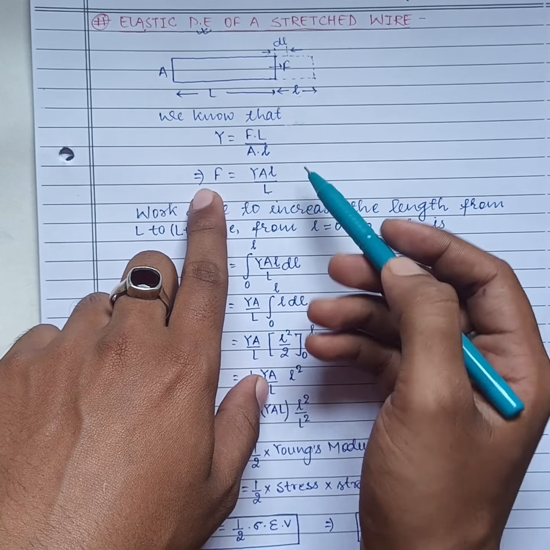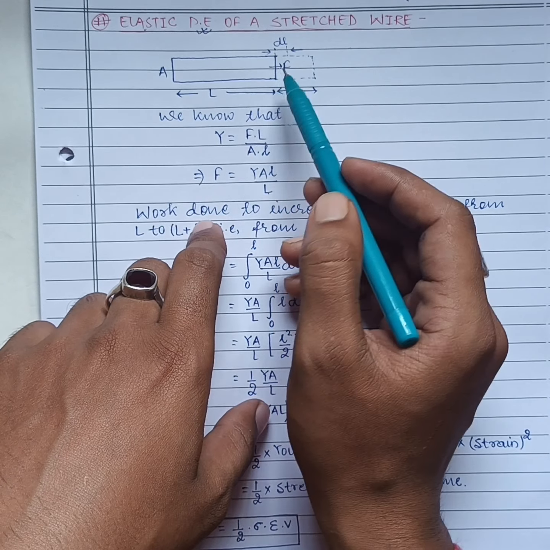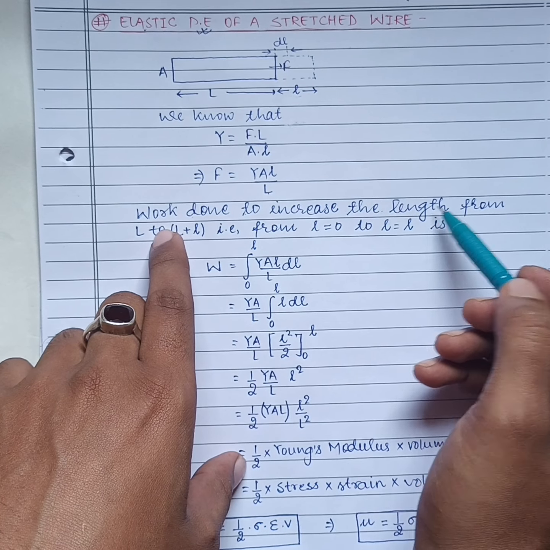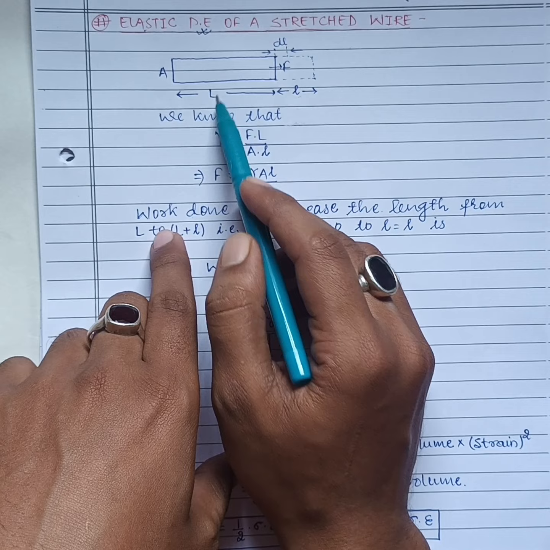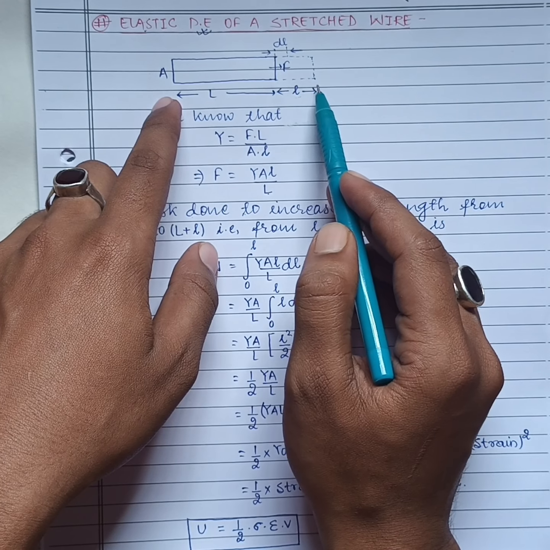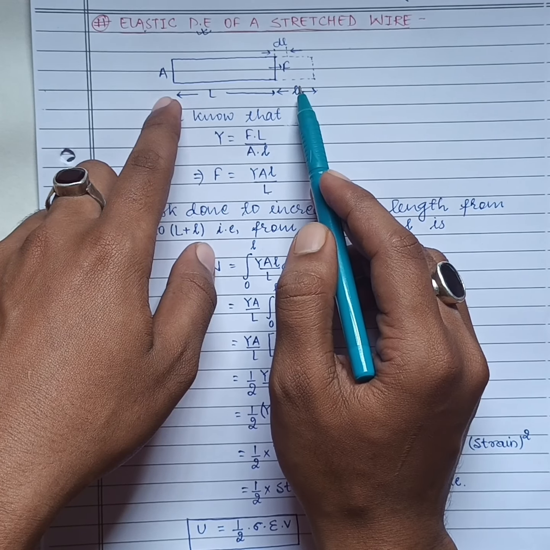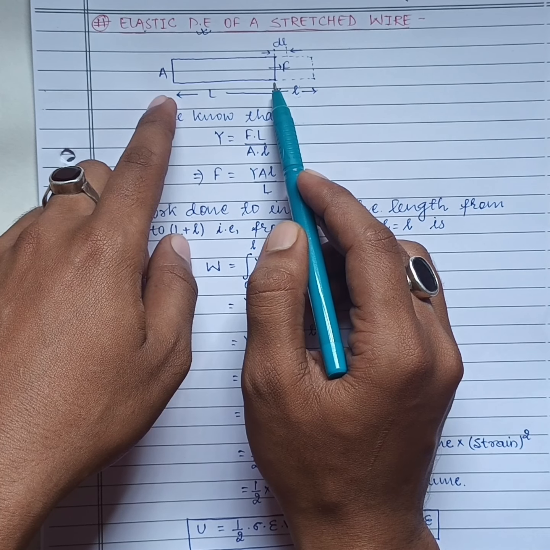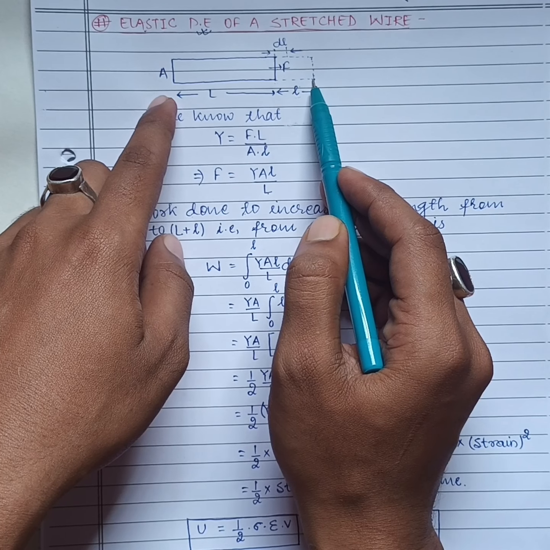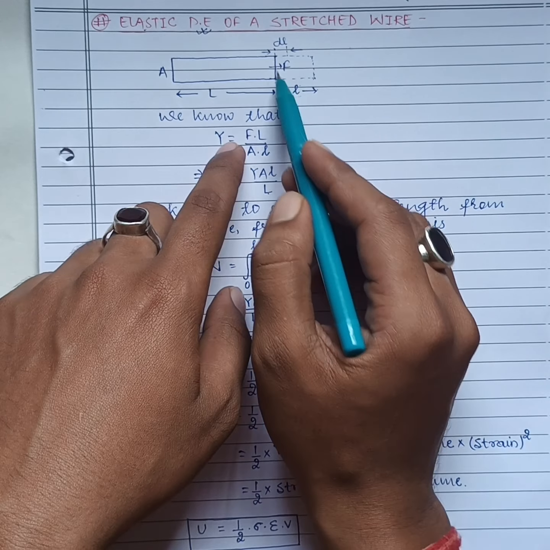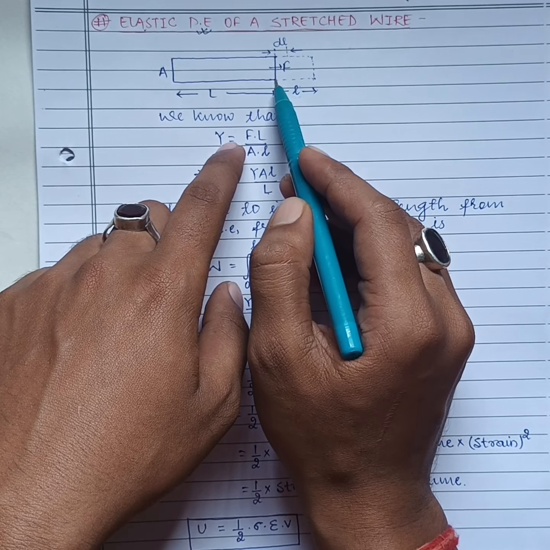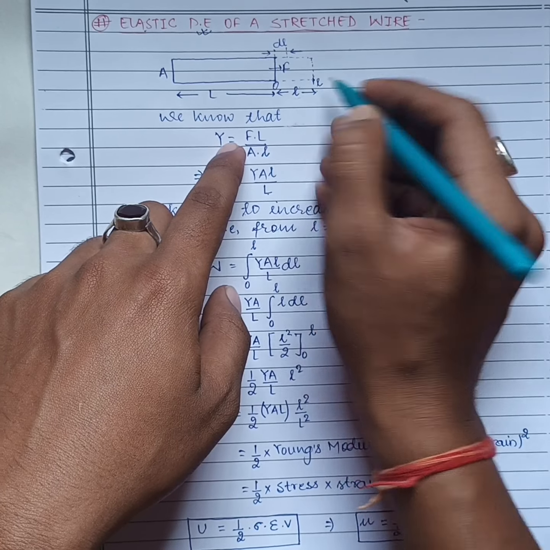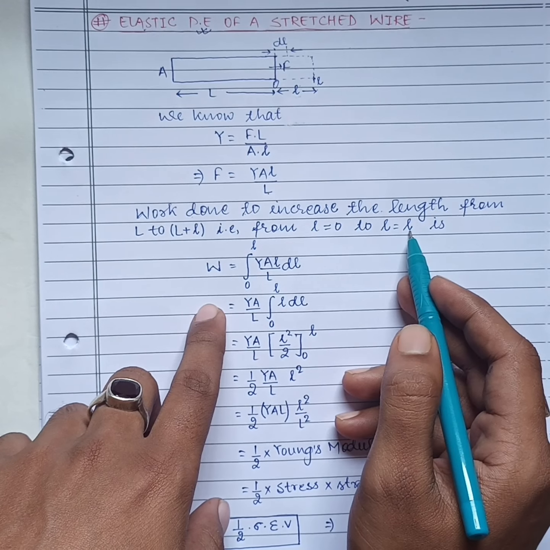When we move further, when we are talking about the work done, let us consider the work done to increase the length from L to L plus delta L. Let us consider that delta L is equal to l only. So we are increasing the length of the wire. It was initially L, and when we increased it, it became L plus small l. Small l was 0 at the start, and it goes up to small l. So from 0 to l.